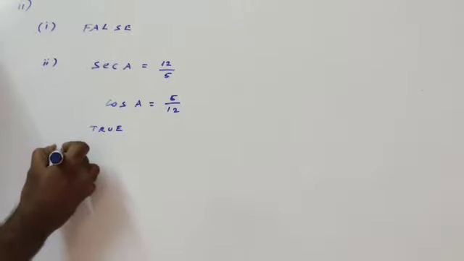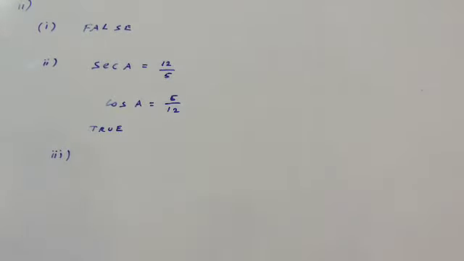Now subdivision 3. In subdivision 3, cos A is the abbreviation used for the cosecant of angle A. So we can't say that cosecant theta is the same as cos theta. For cos A we can call cosine theta or cosine A. So not cosecant theta. So it is false. Third one is false.